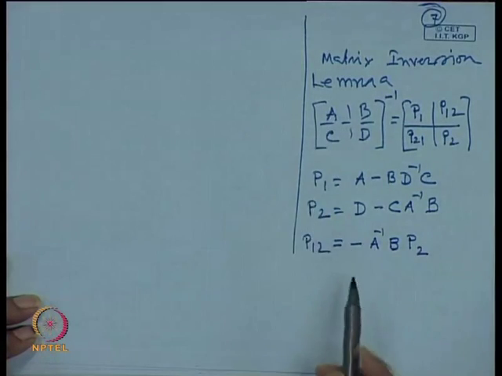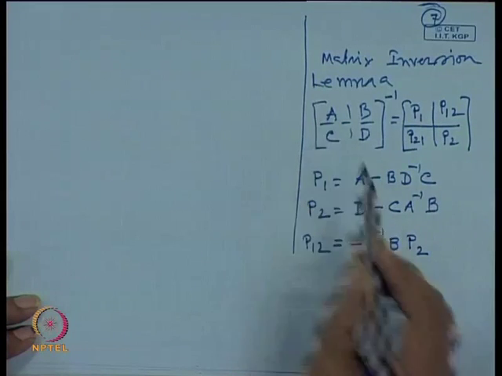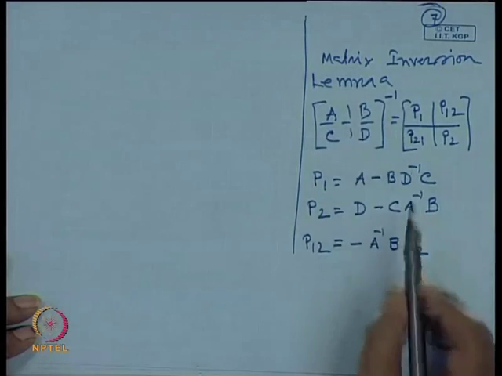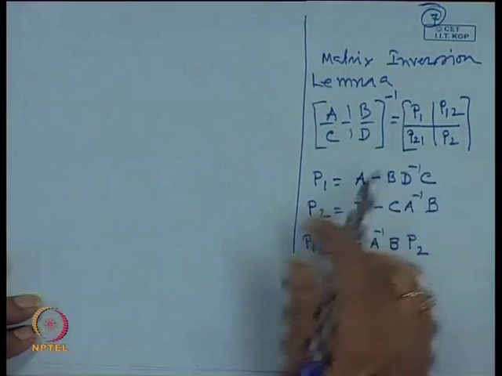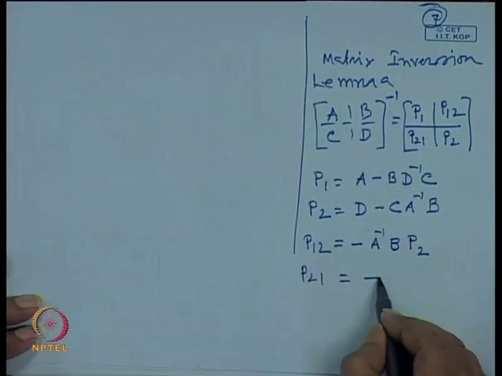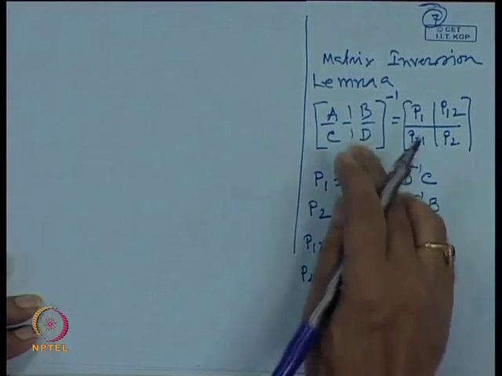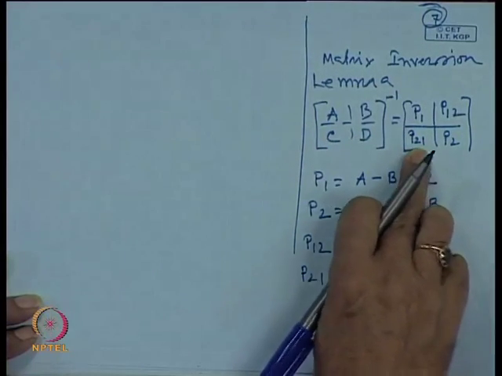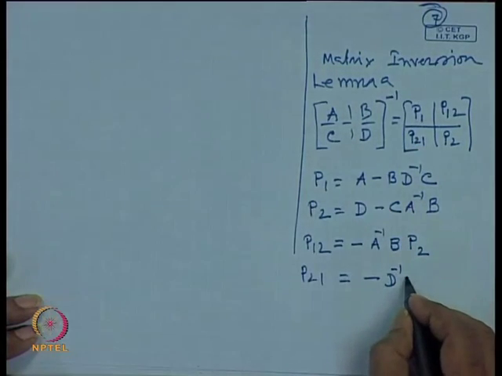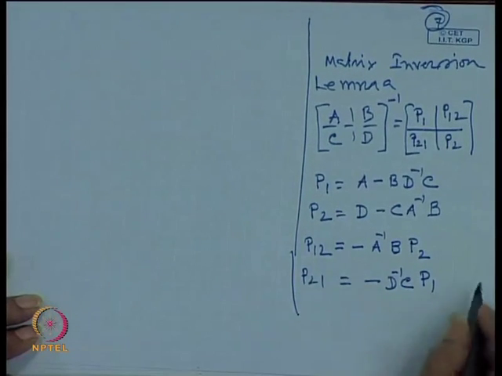When I am taking this P 1 2, you see, I start with minus A inverse B, then P 2, which I have already calculated. Then P 2 1, tell me: P 2 1 I am finding out as minus D inverse C, then P 1. So, this is the matrix inversion lemma.